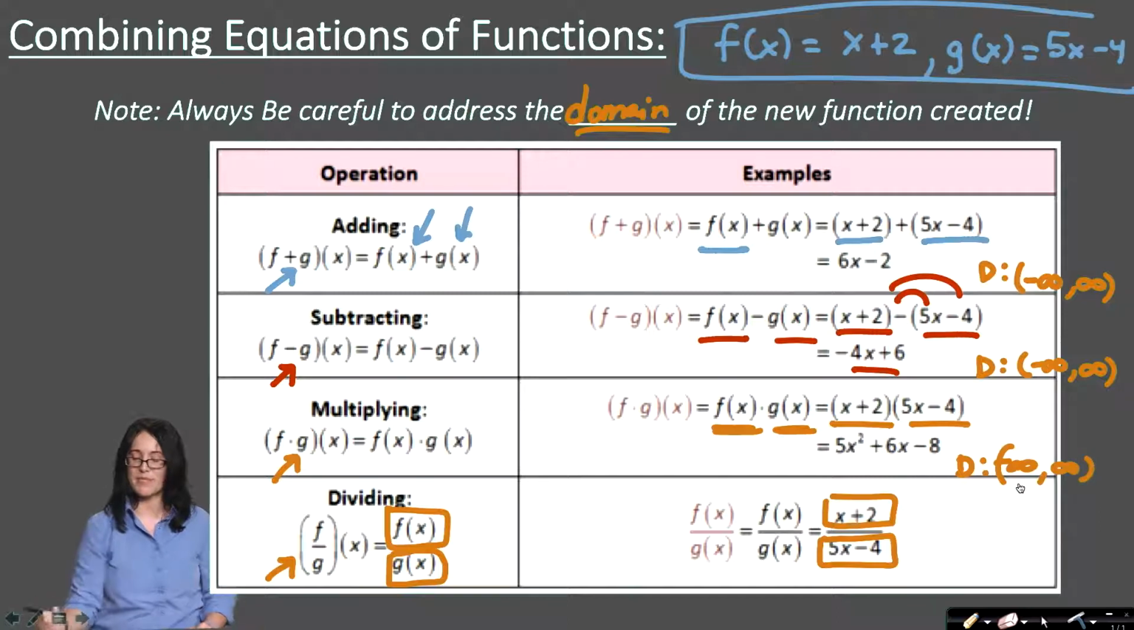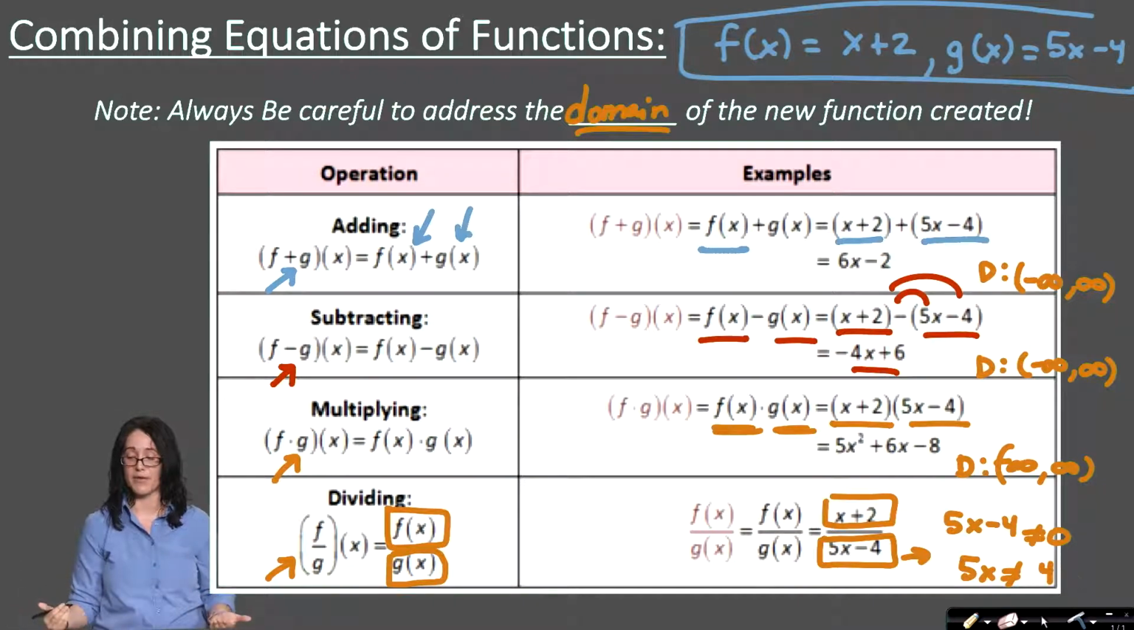But what happens in this situation is that we would have a restriction. 5x minus 4, our denominator, cannot equal 0, which would mean that 5x cannot equal 4. In other words, x cannot equal 4/5. X can't be 4/5. So our domain would be anything left of 4/5, anything right of 4/5, but not 4/5 itself. And you can check out desmos.com if you want to see the graph of that.